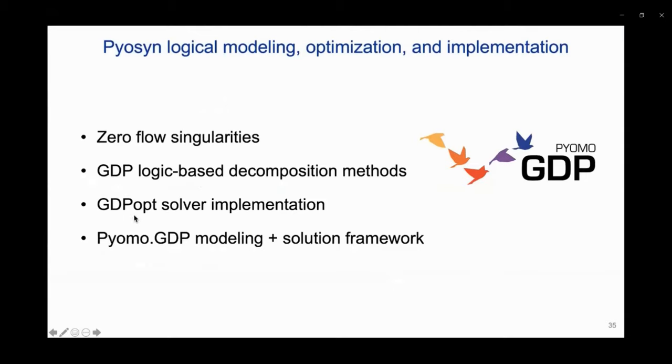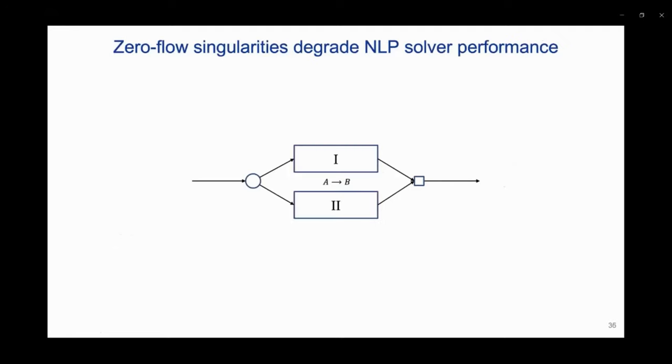We have this system, the GDPopt, a solver implementation. And Parallel GDP is basically the system that is actually implemented as part of the parallel system. Okay, if you go to the GitHub, you can find information about that. Let me show you here with a very simple, trivial example why this issue of zero flow arises.